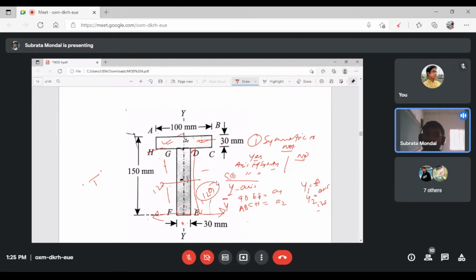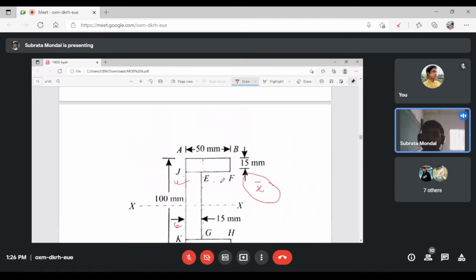So you will get the answer: y bar equals a1 y1 plus a2 y2 by a1 plus a2. This formula I have already derived in my last class and the previous first year classes. I believe you know there is a moment method. So a1 is the area and y1 is the perpendicular distance, so a into y becomes the moment of this particular section, and here it is also the moment of this particular section, so that we are getting the value of y bar. Is that clear?